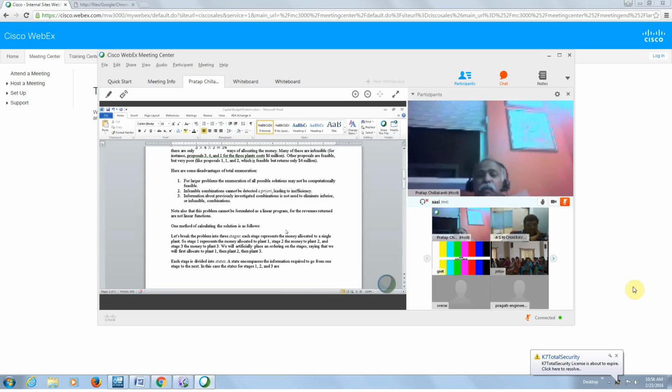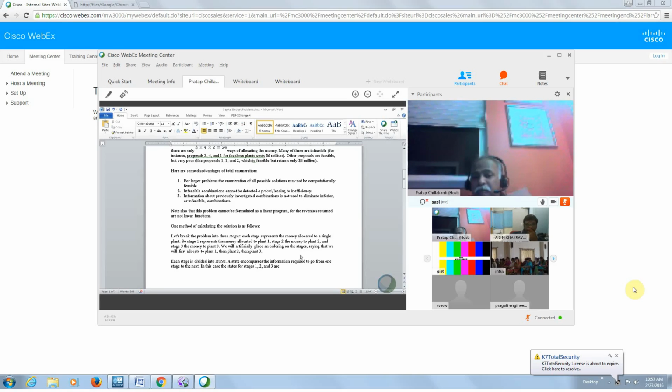Okay. Now, here is the author, whoever gave this example. Here is one way of calculating the solution. So the problem is broken down into 3 stages. And each stage represents the money allocated to a single plant. That means you are taking 1 plant at a time. So in this case, stage 1 represents the money allocated to plant 1. So you are taking plant 1 first, you are allocating some money. Then stage 2 is the money to plant 2, and stage 3 is the money to plant 3.